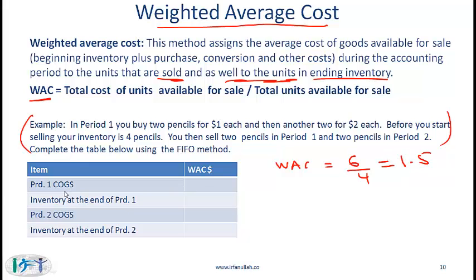In period 1, you sold 2 items, so the COGS is 3. Inventory is 2 at the end of period 1, so again the ending inventory is 3. Period 2 COGS is also 3, and inventory at the end of period 2 is 0.